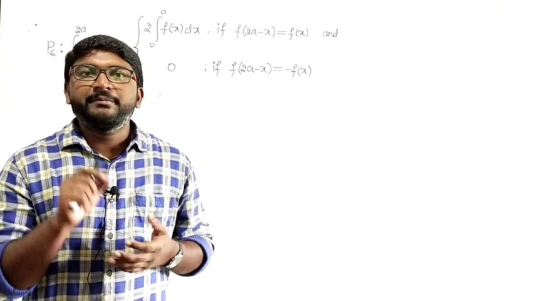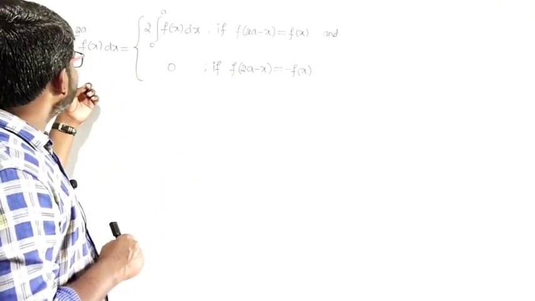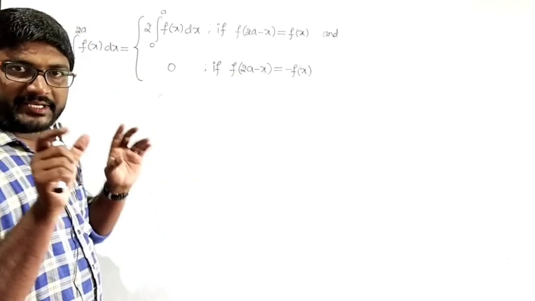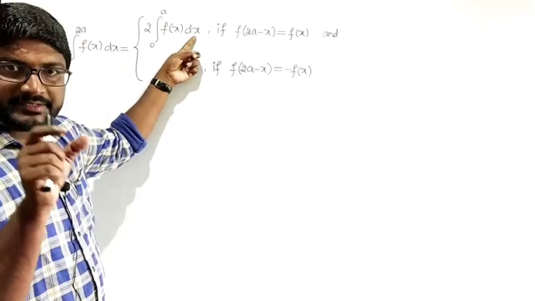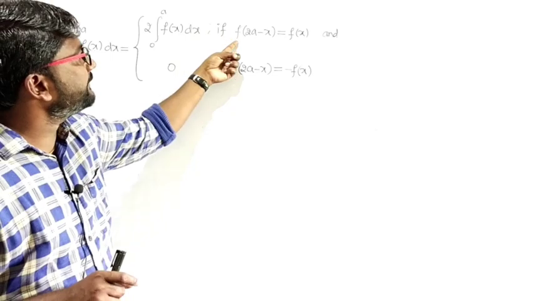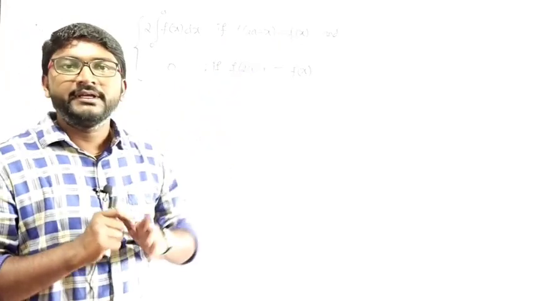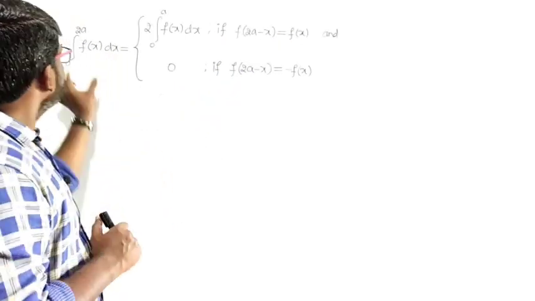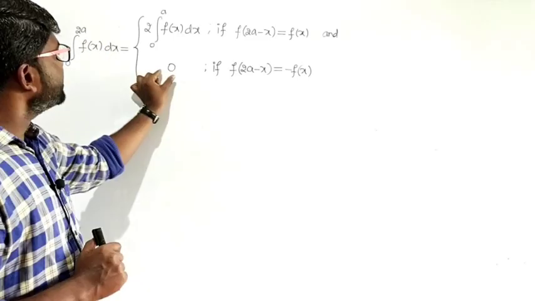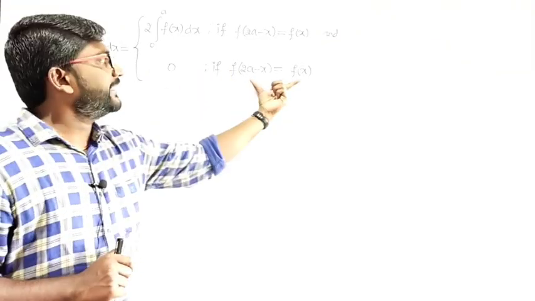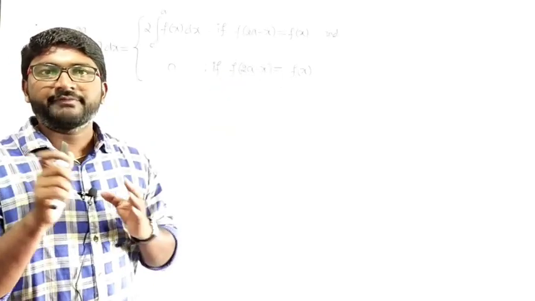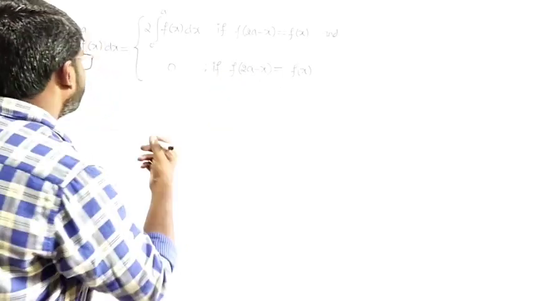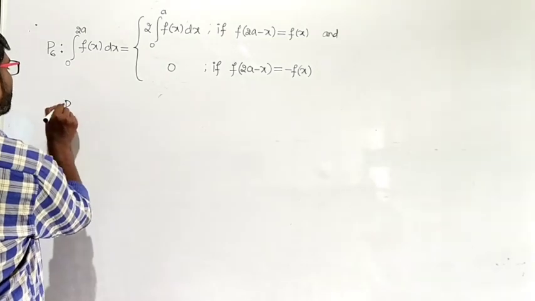Well, the property P6: the integral from 0 to 2a of f of x dx equals 2 times the integral from 0 to a of f of x dx if the condition is f of 2a minus x equals f of x, and the integral from 0 to 2a of f of x dx equals 0 if the condition is f of 2a minus x equals minus f of x. So let us prove this particular property. I'll go for the proof.